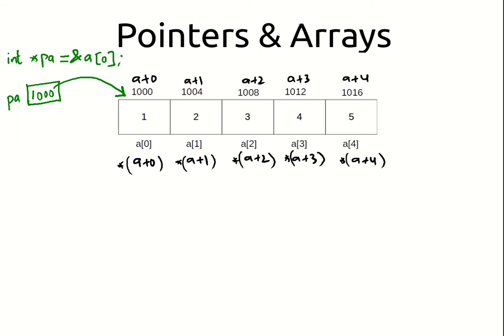Now what is PA plus 0, or what is PA? PA is nothing but 1000. So PA and A plus 0 are equivalent. So I can write A plus 0 as PA plus 0, because PA plus 0 is also 1000, and A plus 0 is 1000. What is PA plus 1? PA plus 1 is equivalent to A plus 1, which is 1004. So this is PA plus 2, PA plus 3, and the last one is PA plus 4.